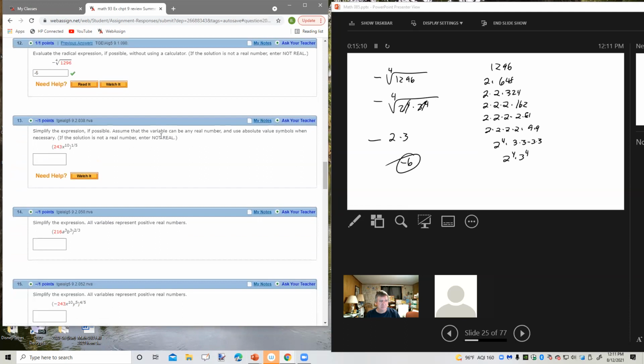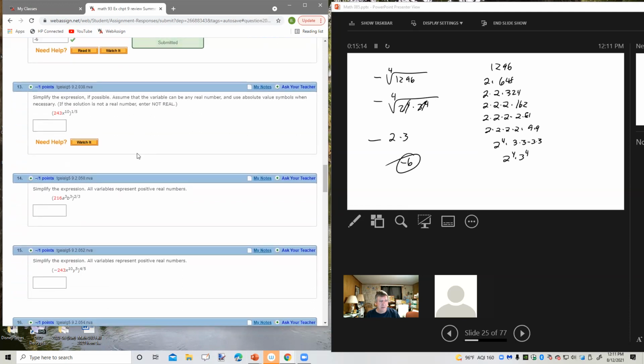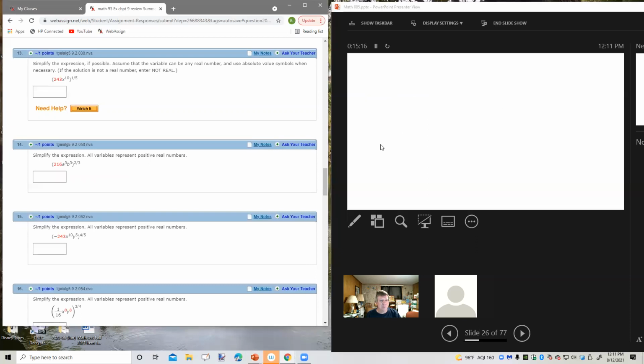All righty. Okay, let's take a look at this one. Simplify the expression if possible. Assume that the variable can be any real number and use absolute value symbols when necessary. If the solution is not a real number, enter not real. Okay, so we have the quantity 243 x to the 10th all to the 1/5 power.